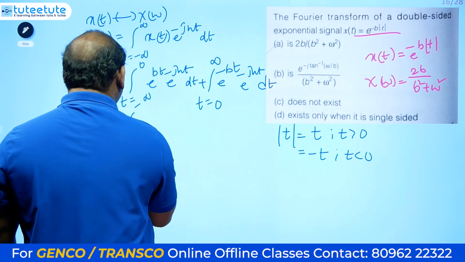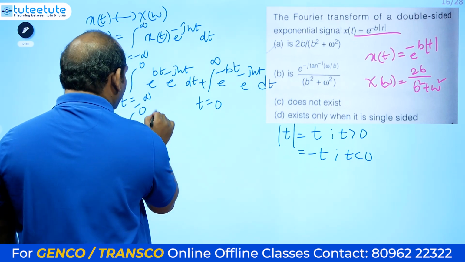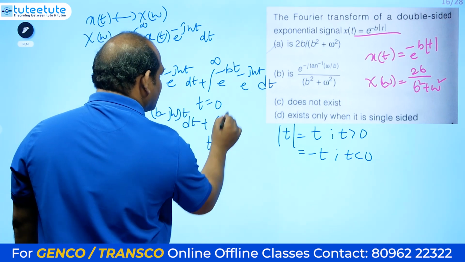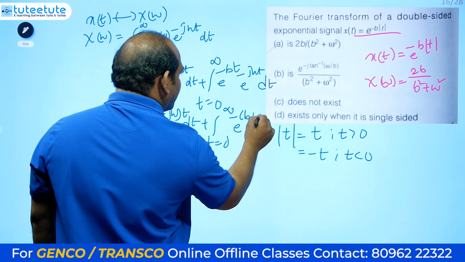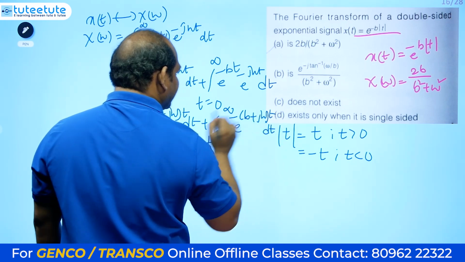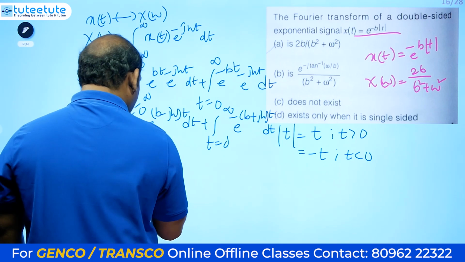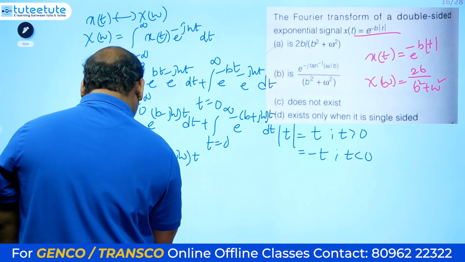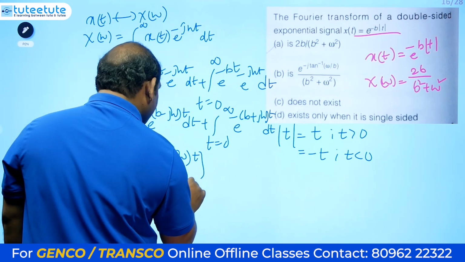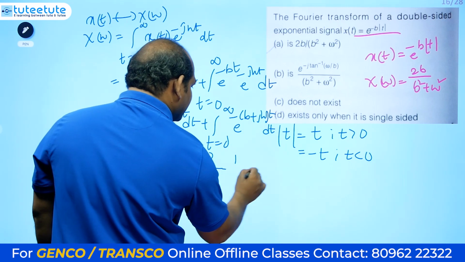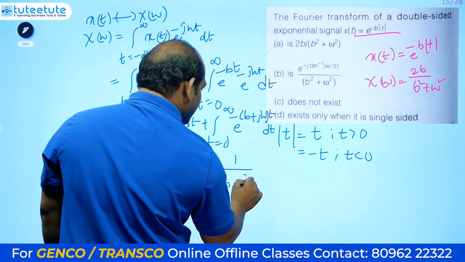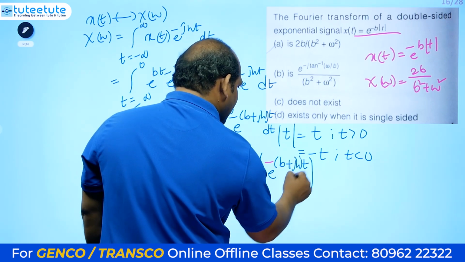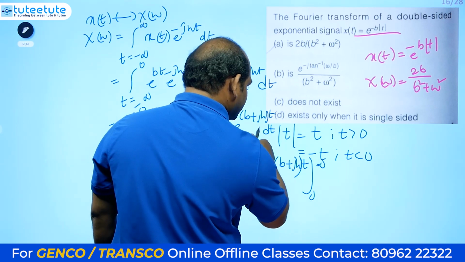So it is equal to integral t from minus infinity to 0 of e power b minus j omega into t dt, plus integral t from 0 to infinity of e power minus of b plus j omega t dt. What is the integration here? E power b minus j omega t, and here we will get 1 by b minus j omega, limits minus infinity to 0, and here we will get minus 1 by b plus j omega and e power minus of b plus j omega t, and the limits are 0 to infinity.